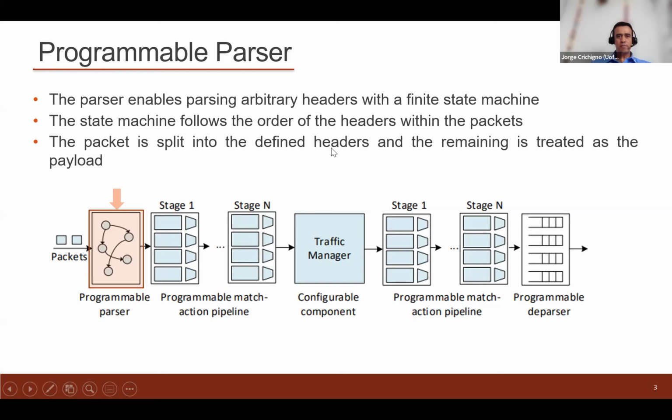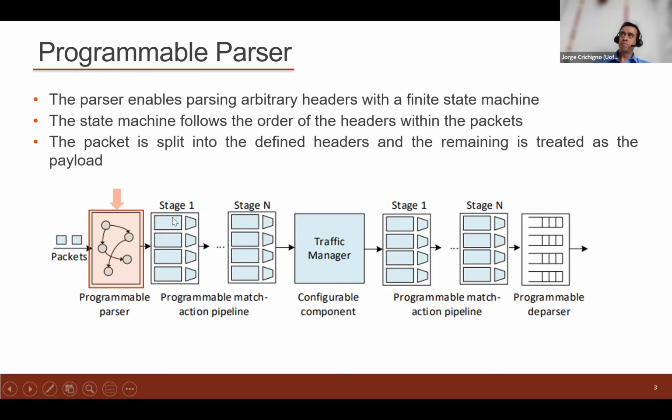Okay, so the parser is this first unit. The packets are arriving to the data plane from the left, and they leave the data plane from the right through an egress interface. So the first thing that we want to do is to parse the packets. These are raw bits that are coming from the left, and we want to parse them. In order to do that, we will create a finite state machine. The state machine follows the order of the headers.